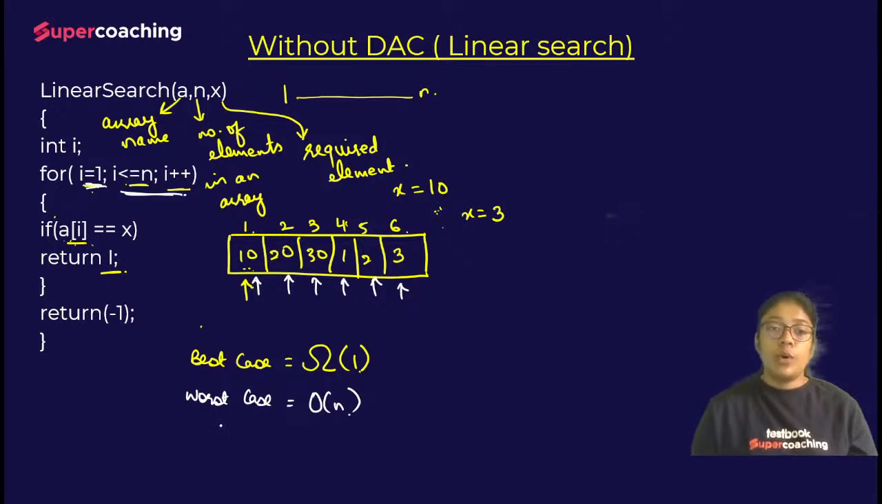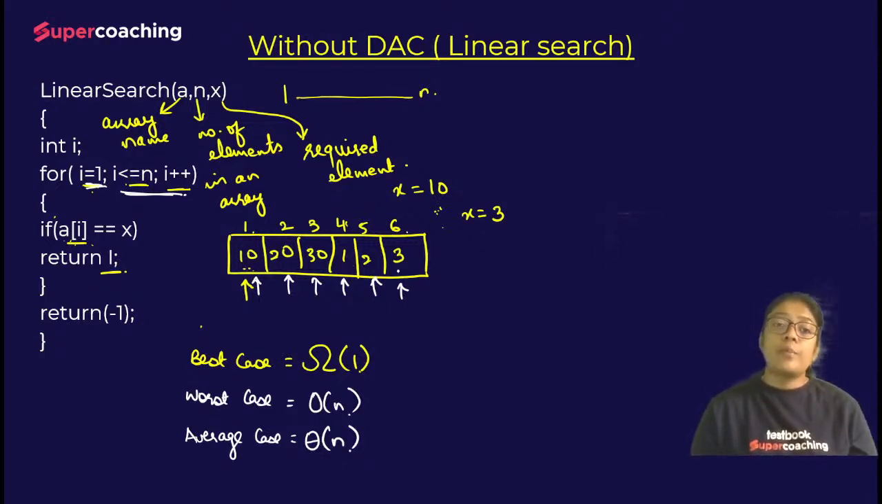Can you tell me that what will be the average case time complexity? Average means element is somewhere present in the mid, right? Mid means kind of n by 2. n by 2 times आपने loop execute किए. n by 2 is nothing but that is also represented by theta of n. This is the case when we will be getting the element.